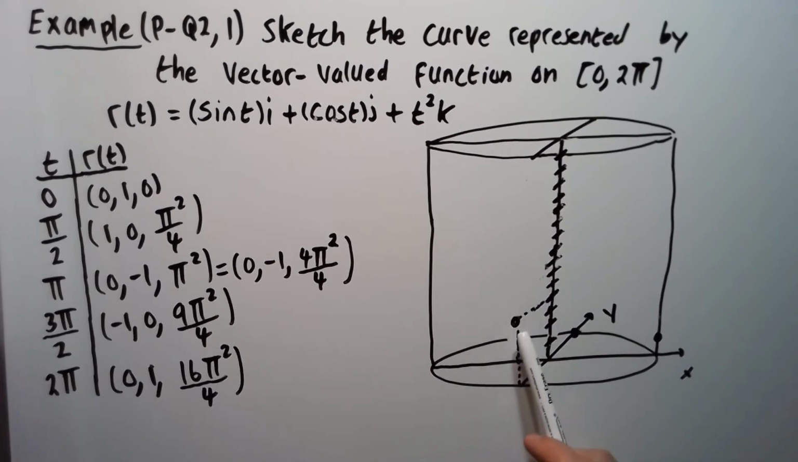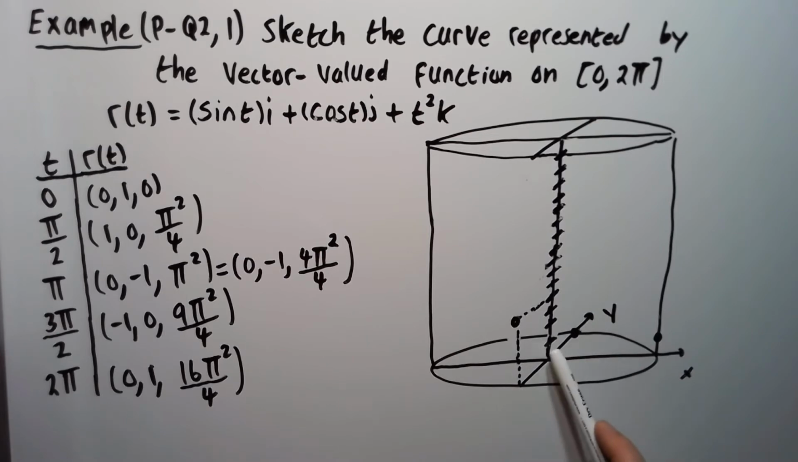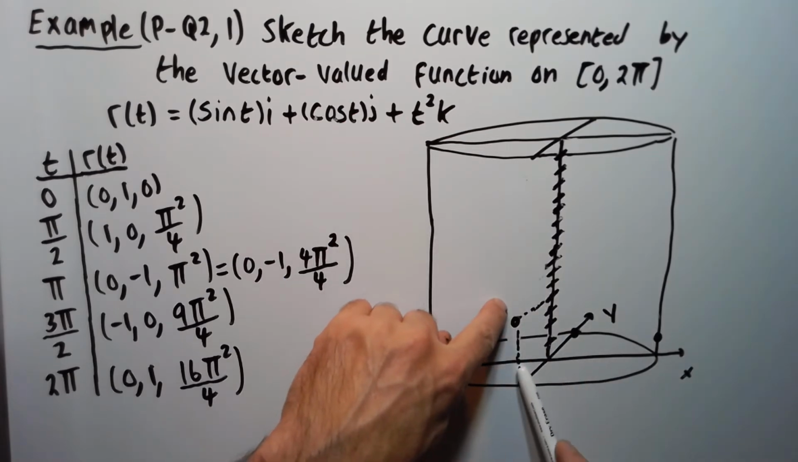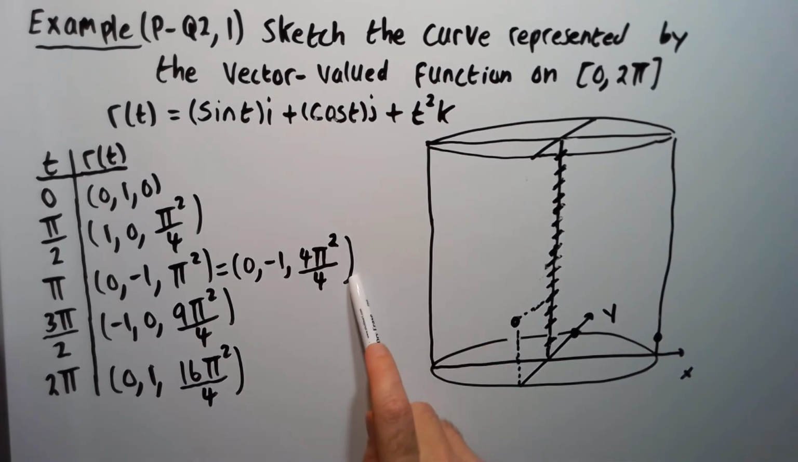Okay, so I graphed it here. So again, it's 0 on the x, negative 1 on the y, so negative 1 would be here. And then 4 pi squared over 4, so you go up 4 marks on the z-axis, 1, 2, 3, 4, come across this way, and then up this way, and we'll intersect with your point, so right there. Okay, so that's this guy here.